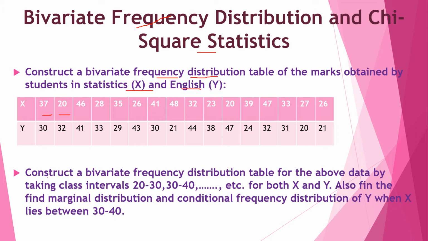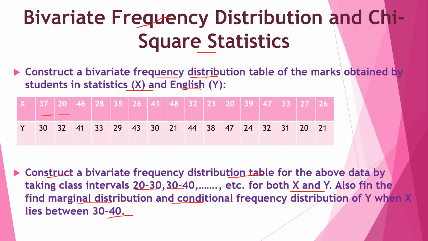We have been asked to construct a bivariate frequency distribution table, FDT, for the above data, taking the class intervals 20 to 30, 30 to 40, 40 to 50 and so on, on both the axes, X and Y. We also need to find the marginal distribution and the conditional frequency distribution table of Y when X lies between 30 to 40.